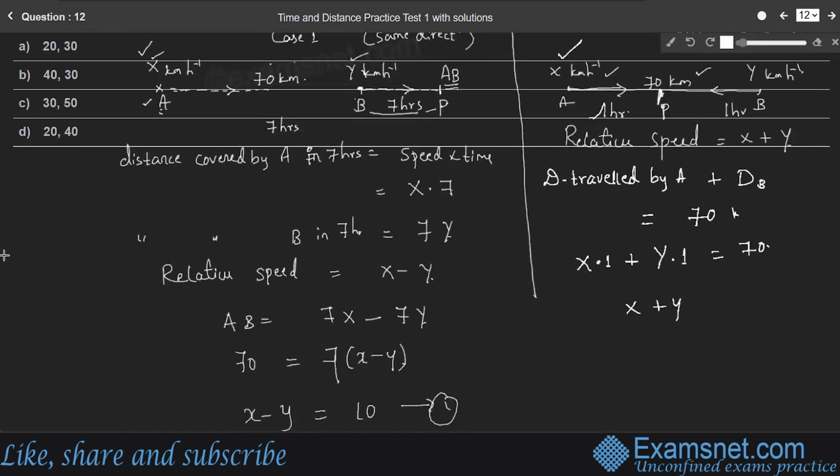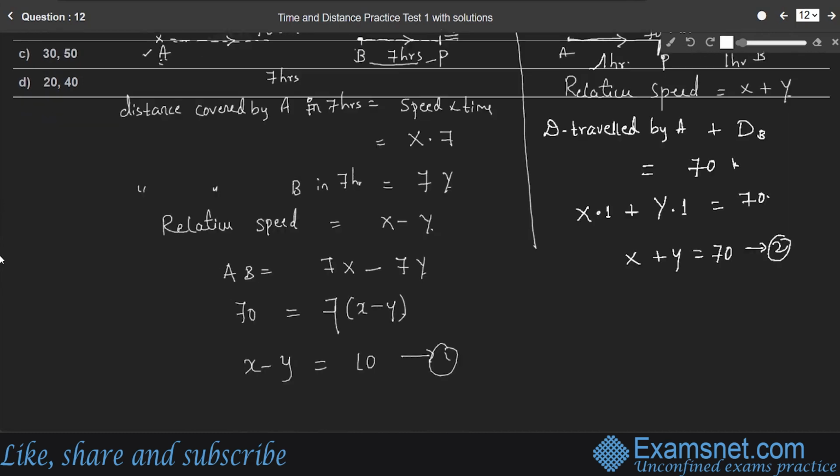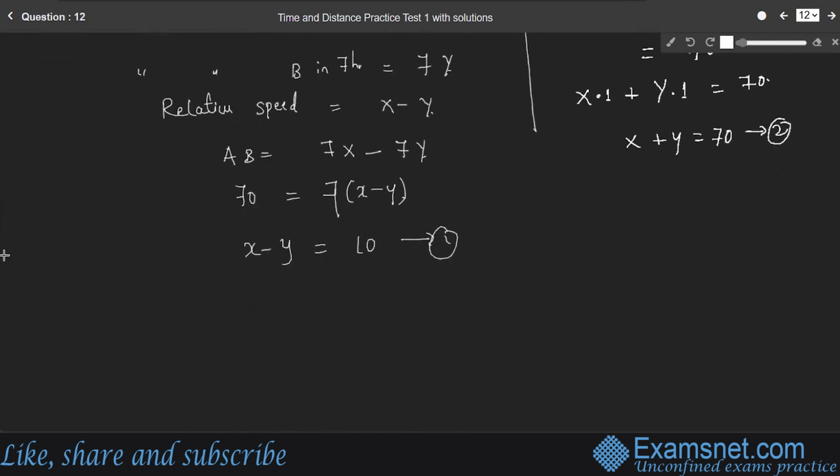So x plus y is equal to 70. Consider this as equation 2. So from equation 1 and 2, simultaneous linear equations, we'll add equation 1 and 2. You will get 2x is equal to 80. So the value of x becomes 40.